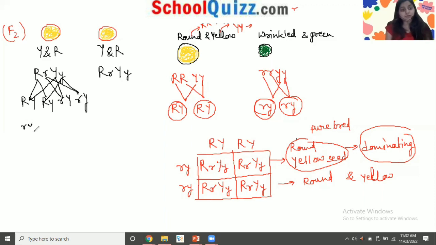So for the round and yellow seed, these four gamete combinations we will find. And the same goes for the other seed: capital R and capital Y, capital R and small y, small r and capital Y, and small r and small y. Okay, so let's do this in a square.